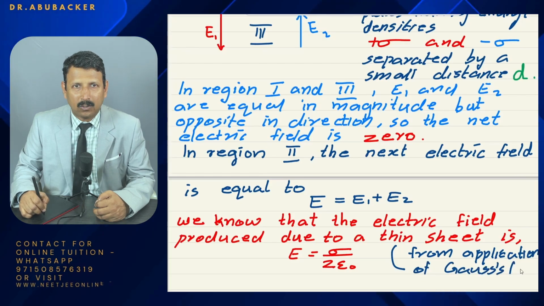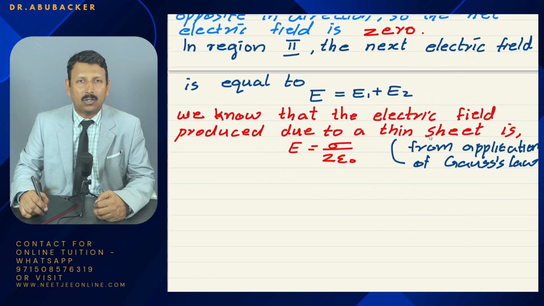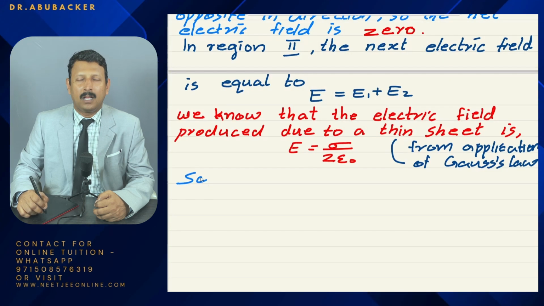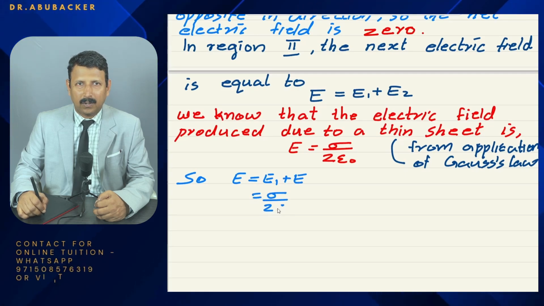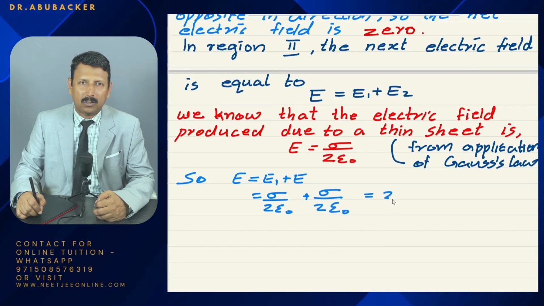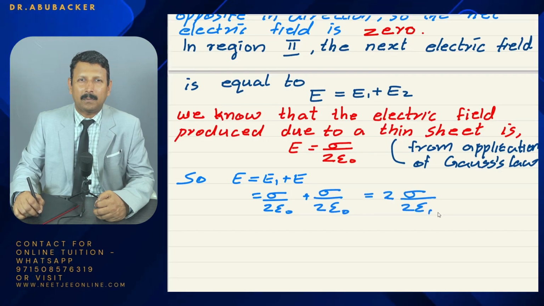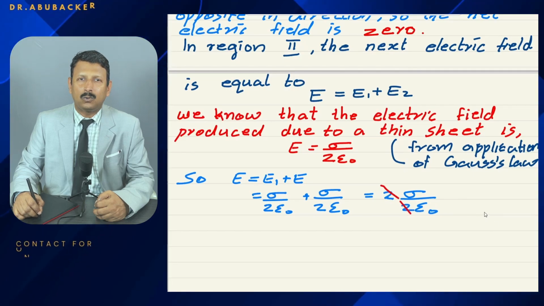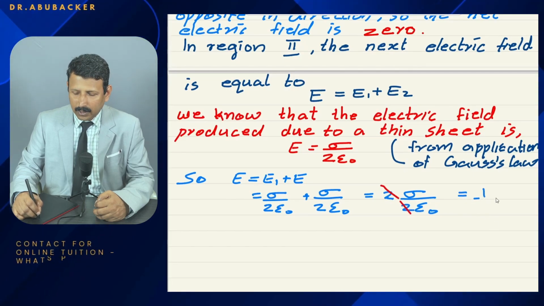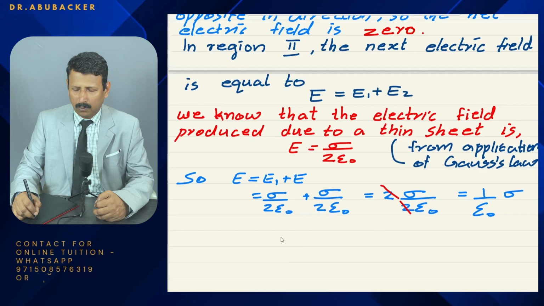Sigma by 2 epsilon 0 for a thin sheet. We also derived the thick sheet, but the thick sheet is not required. Now this is a thin sheet, okay. That is done. So we can start writing: total electric field is equal to E1 plus E2. E1 will be sigma by 2 epsilon 0 and E2 also will be sigma by 2 epsilon 0. This is the same term added up, right? X plus X format. So 2 into sigma by 2 epsilon 0, the 2 cancels. So what is left now? Sigma by epsilon 0, or we can write 1 by epsilon 0 times sigma.